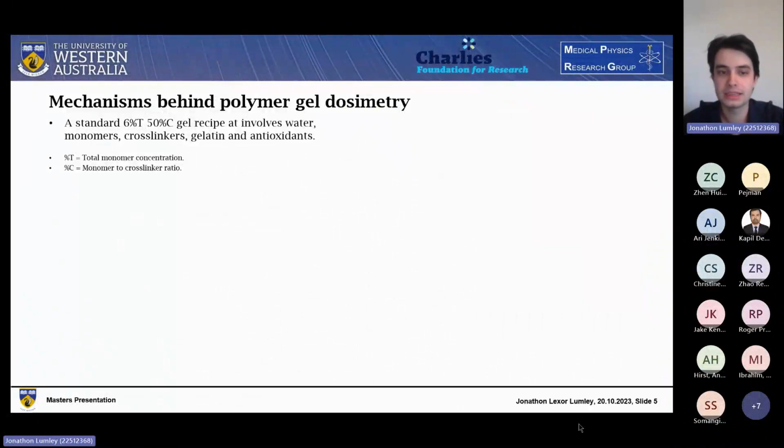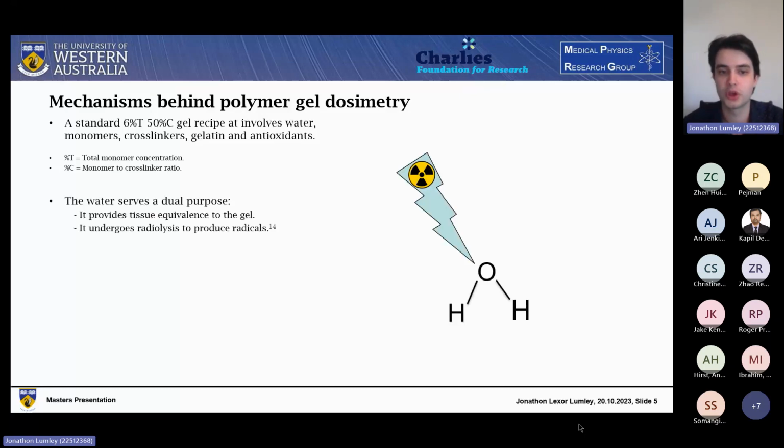So a standard polymer gel dosimeter is made up of 6% T, T being the total monomer concentration, and 50% C, which is the monomer to cross-linker ratio. These gels typically include things such as water, monomer, cross-linkers, gelatin, and antioxidants. So the water has a dual purpose in the gel. One, it provides tissue equivalency to the gel, and two, it undergoes radiolysis. This is basically a process where ionizing radiation splits apart the water molecules, and this creates radicals and ions. And it's these radicals which basically act as the fuel source for the gel.